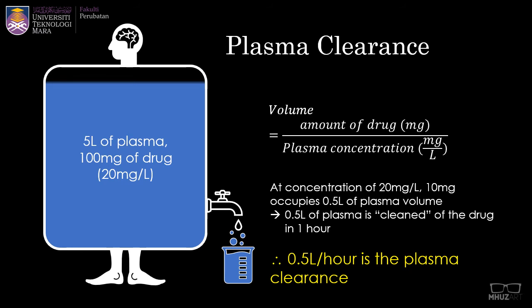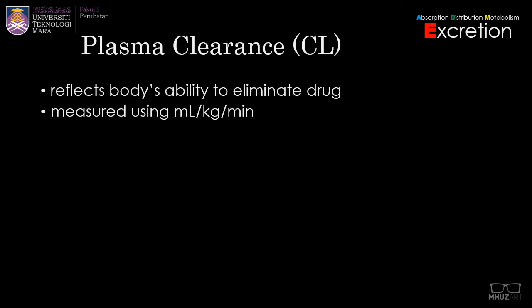I know it's a bit confusing, but you'll see in the subsequent slides the need for us to talk about plasma clearance. Okay, plasma clearance. It is a reflection of the body's ability to eliminate drug, and in practice is actually measured using the unit milliliter per kilogram per minute. So it is still a measure of how much of the blood is cleared of the drug in a specific amount of time.